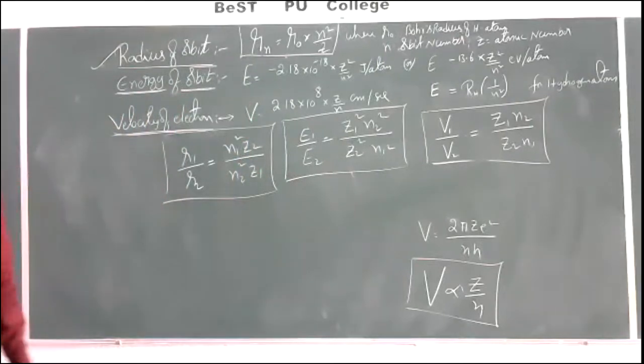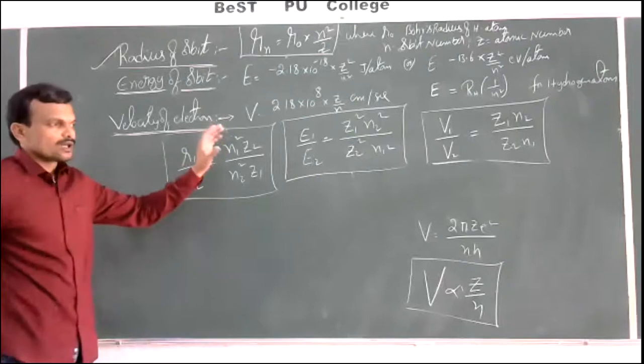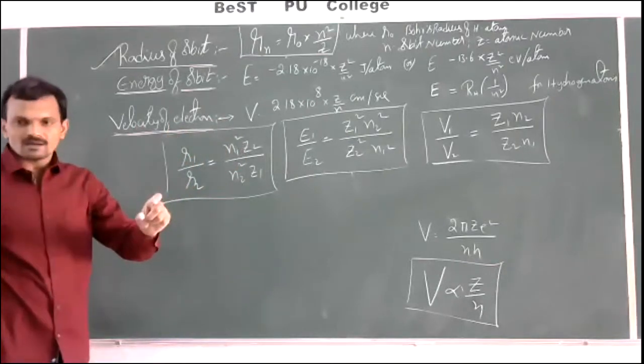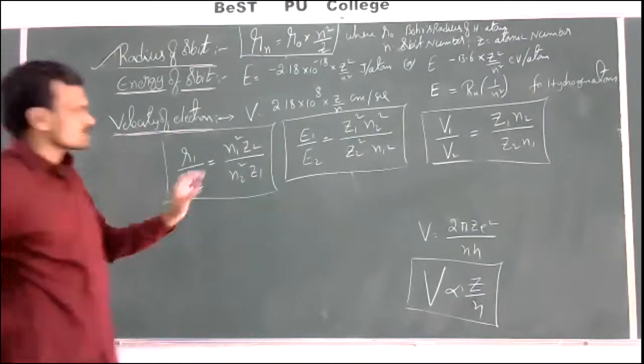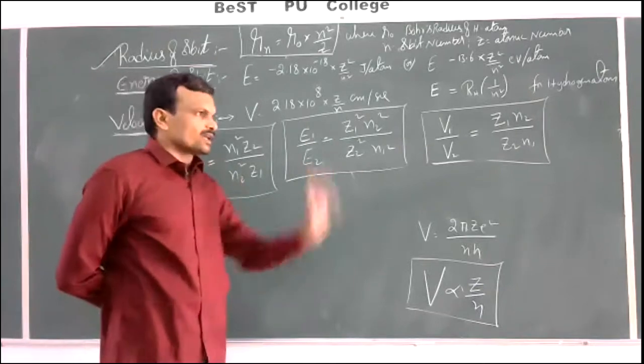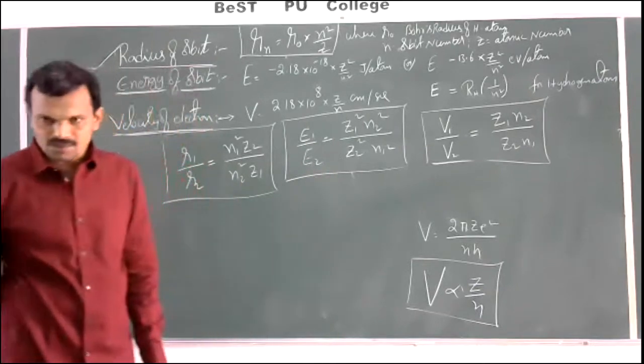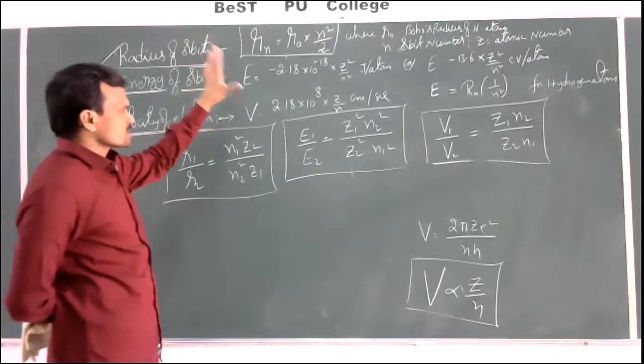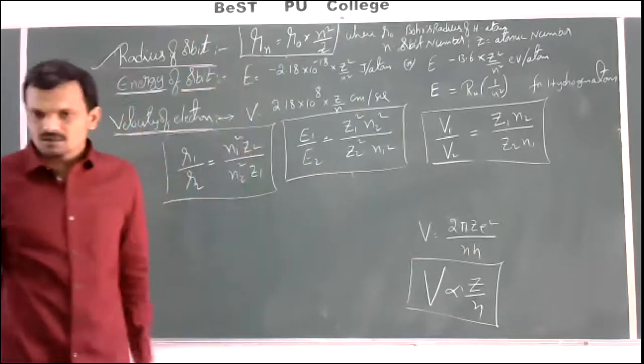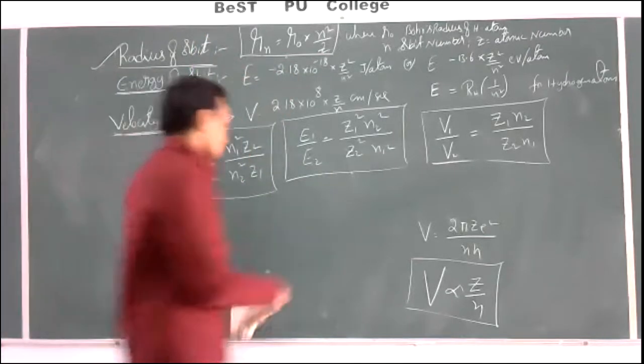So these are the expressions which are used to calculate either radius or velocity or energies of orbits, or for comparison of radius or energy or velocities of different electrons in different atoms. And these are very important. Based on this, they ask questions in objective examinations. Okay, right, next.